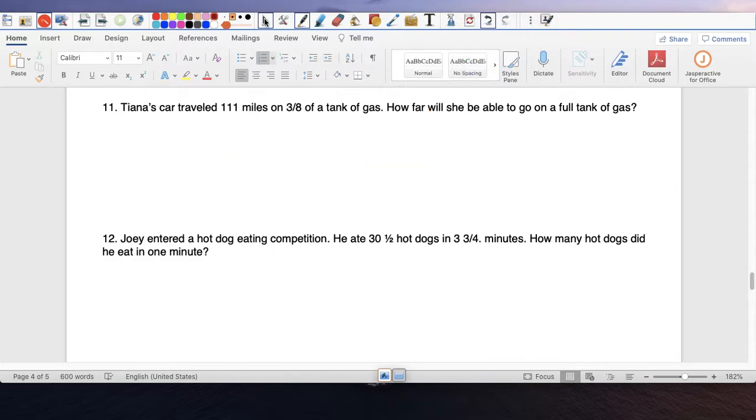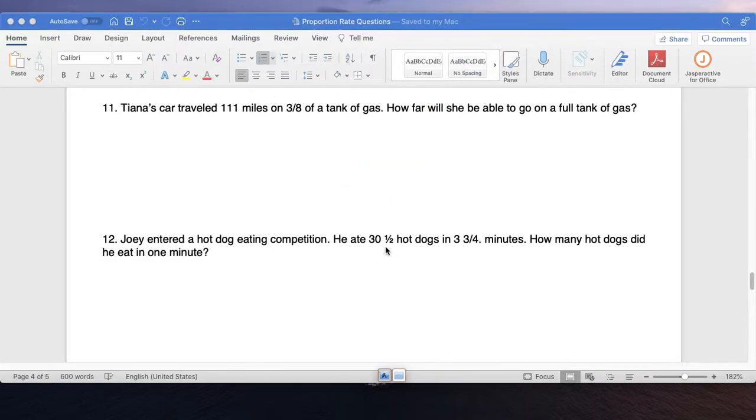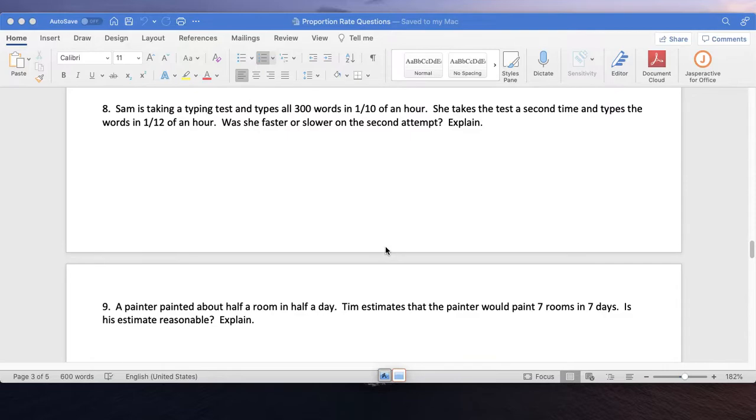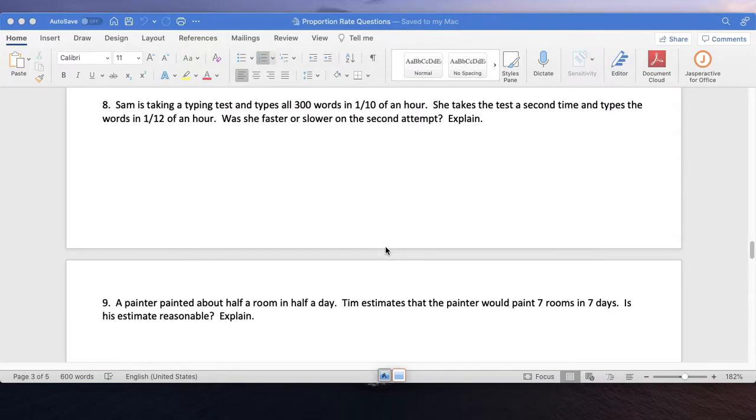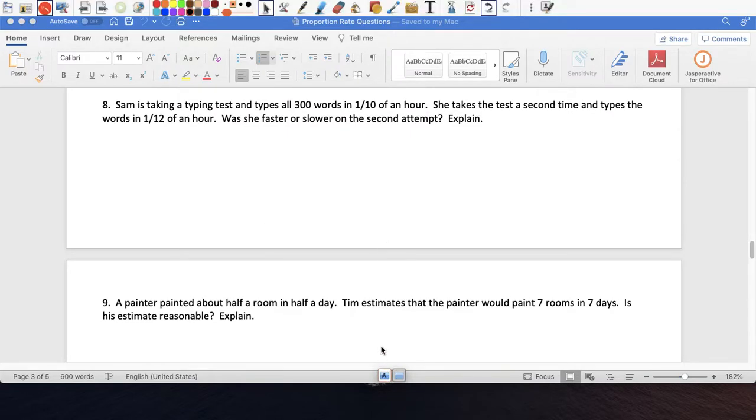I have to go back to, what is it, question 8 or question 9? Well, let's start with question 8. So question 8 says, Sam, she was typing and she did a typing test 2 times.